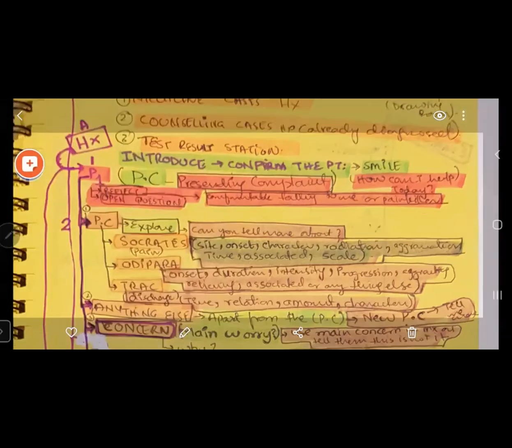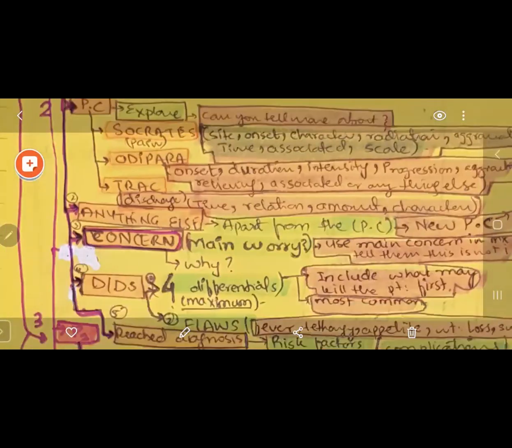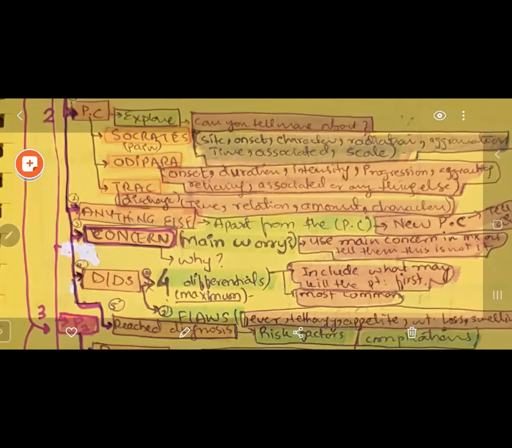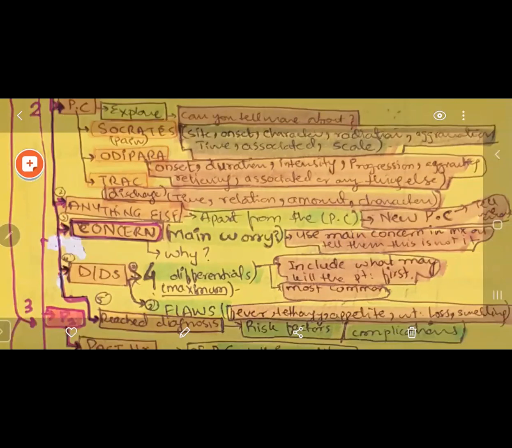Then your third thing is track, right? Which is for discharge, like time, or when does the discharge happen? If it's from the mouth, bleeding, that's a discharge. Vomiting, it's a discharge. Ear discharge. Okay, so time, relation to the presenting complaint. Is it related to something? Amount of it, character of it.